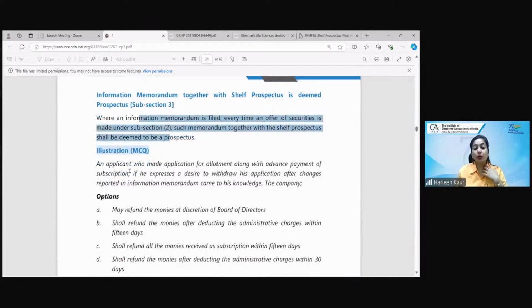So now the question for all of you, MCQ: an applicant who has made the application for allotment along with the advance payment, if he wants to withdraw his application after the changes made in IM, the company will refund the money as per board's discretion. Don't cheat the answer from your module. Pay attention on the screen. Shall refund the money after deducting administrative charges. Certain charges have to be deducted. Refund the money within 15 days or after deducting the administrative charges within 30 days. Please choose the correct option A, B, C, D.